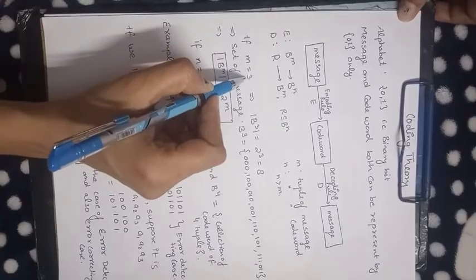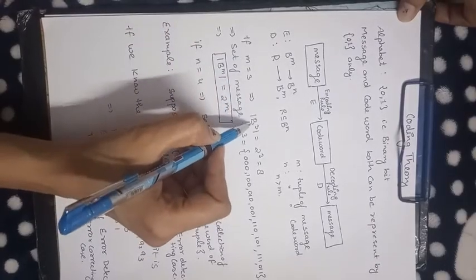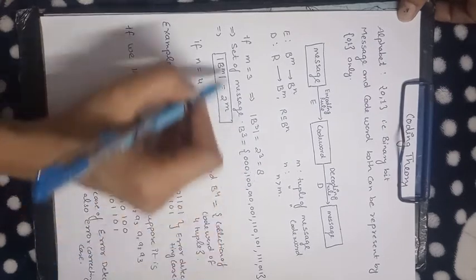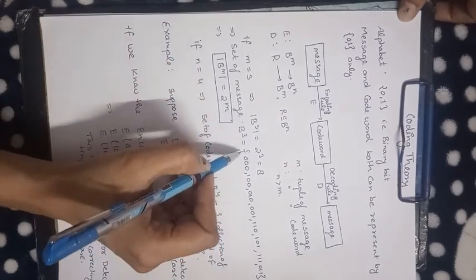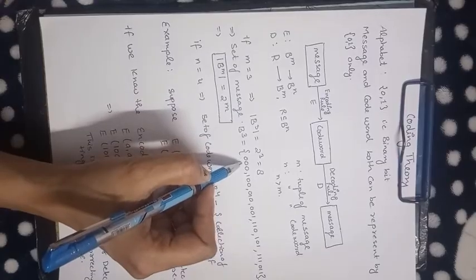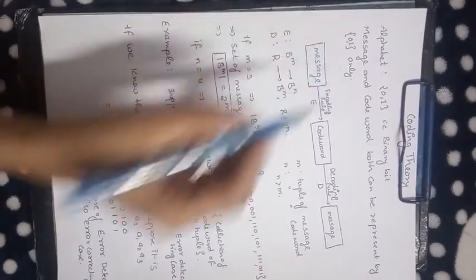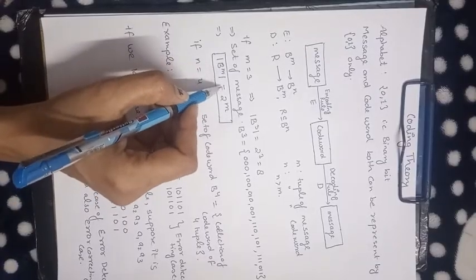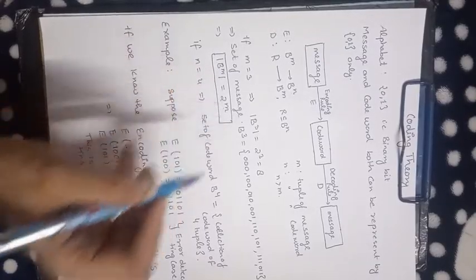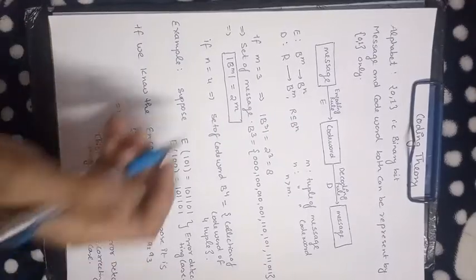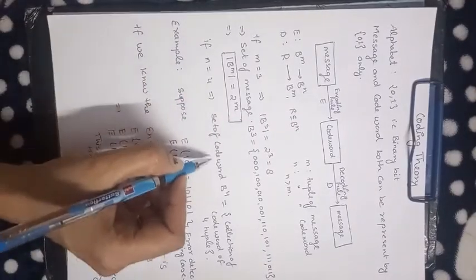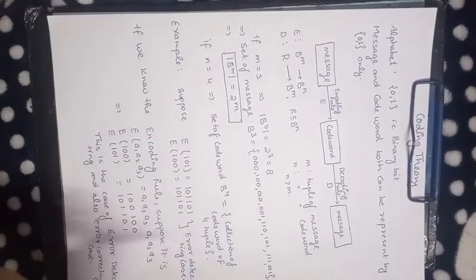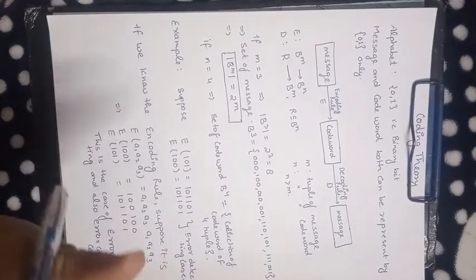If M is equal to 3, then the set of messages contains 2 raised to power 3 elements, that is 8 unique elements. The set of messages B^3 contains 8 unique representations of 3-tuples, generated by 0 and 1 only. Or we can say the cardinality of the set of messages is always equal to 2 raised to power M. And if N is equal to 4, then the set of code words, that is B^4, contains the collection of all code words generated by 4-tuples.